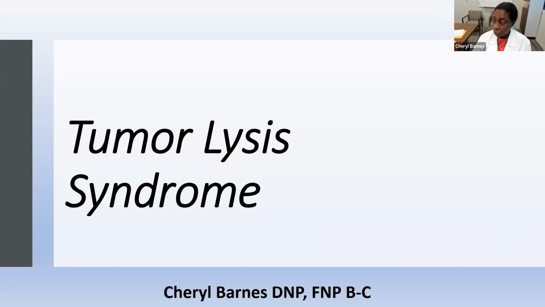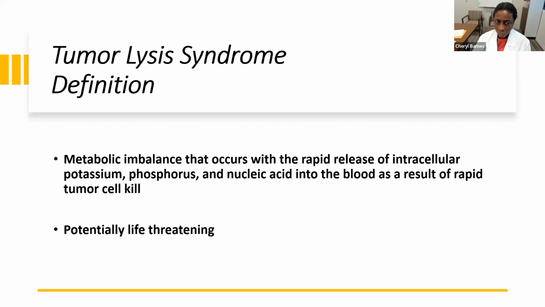So I'm going to be talking about tumor lysis syndrome. So what is tumor lysis syndrome? This is basically a metabolic imbalance that occurs when there's a rapid release of intracellular potassium, phosphorus, and nucleic acid into the blood as a result of rapid tumor cell death. When we talk about oncology emergencies, this is definitely an oncology emergency. It is potentially life-threatening, and therefore is something that we have to be aware of for all oncology patients.